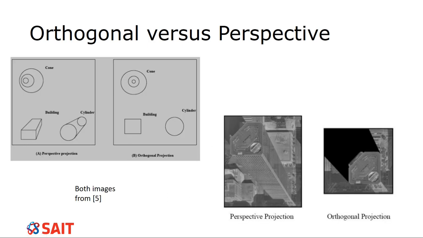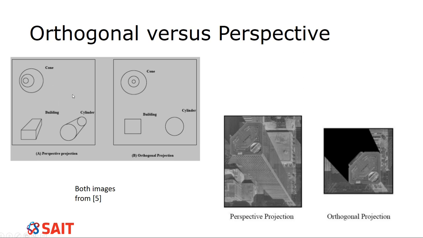Another thing that's different between raw and orthophotos is orthogonal versus perspective. This is a perspective projection and this is orthogonal. From a perspective projection, we're going to see the sides of buildings all the way along. Here you see the sides of the cylinder, the sides of a building, the sides of a cone, and the cone's kind of offset. It makes things really distorted and strange. This is what a raw aerial photo looks like.